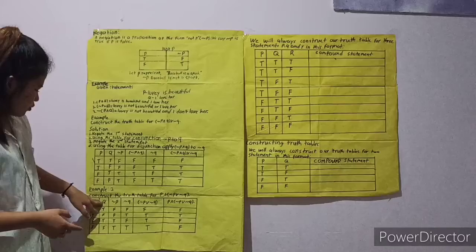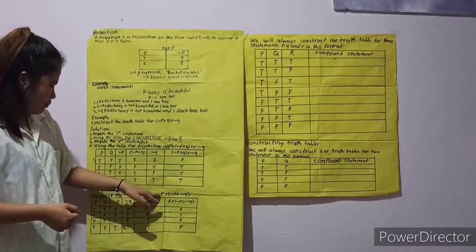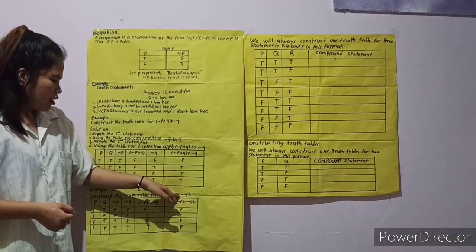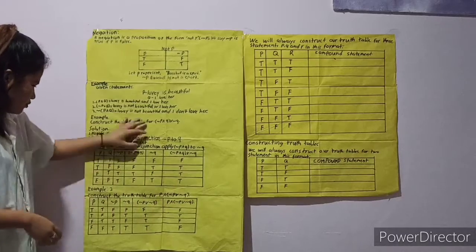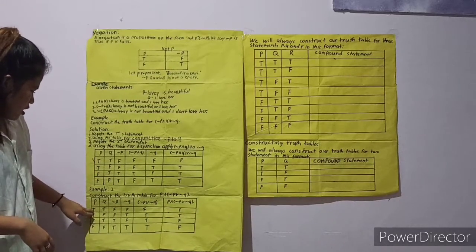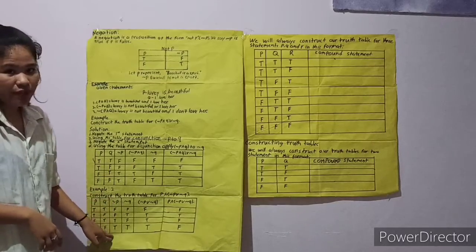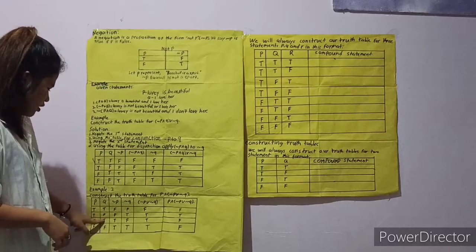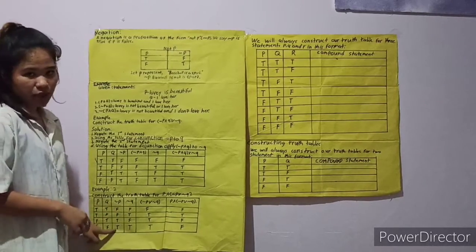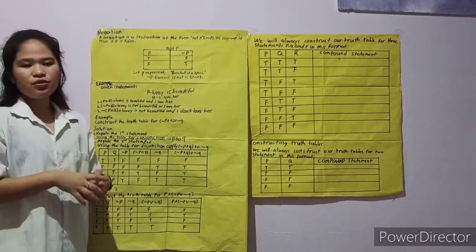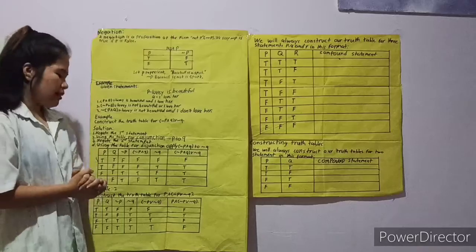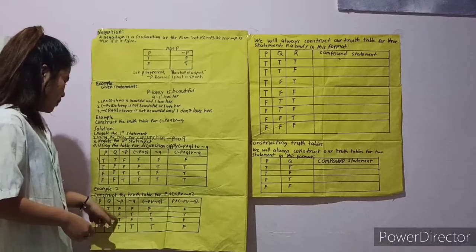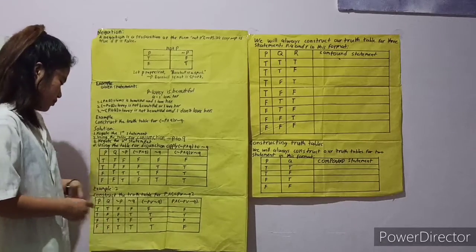For example number 2, construct the truth table for P and Q, negation of P or negation of Q. We have to negate the first statement. The true becomes false, the true becomes false, the false becomes true, false becomes true. The second solution, we have to negate the second statement. The true becomes false, false becomes true, true becomes false, false becomes true.